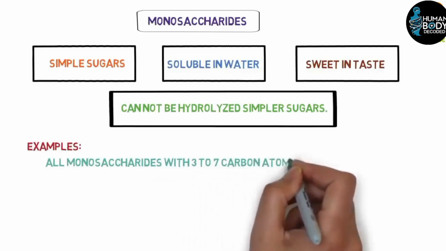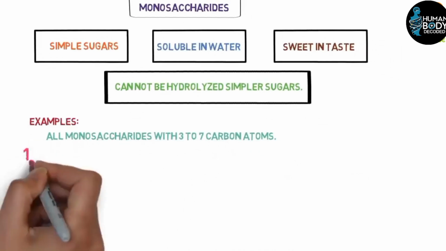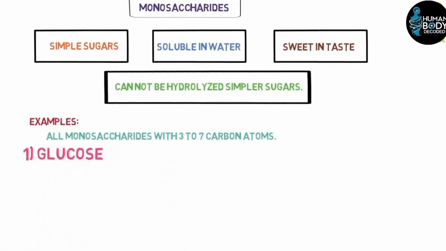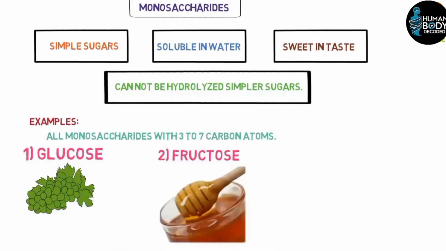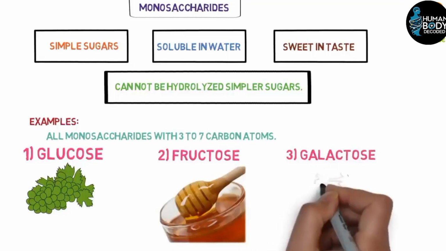I've mentioned this earlier. These molecules contain 3 to 7 carbon atoms. If there are 3 carbon atoms, it's called triose. If there are 4, it's tetrose. If there are 6, it's hexose. In the hexose group, we have glucose, which is a sugar found in grapes. Another one is fructose, which is a monosaccharide found in honey. The third one is galactose, which is found in milk.